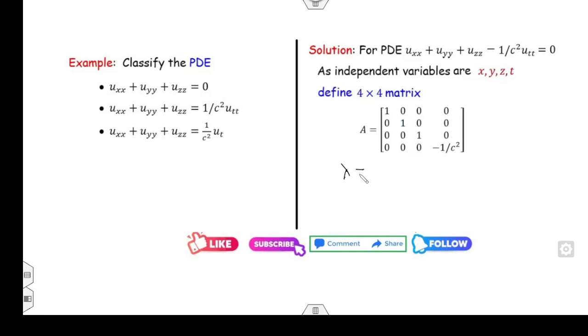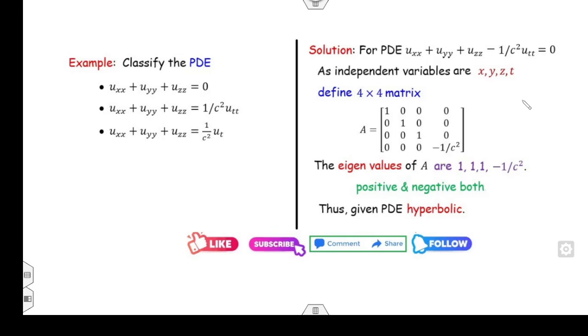So can you find the eigenvalues? It's a diagonal matrix. Eigenvalues are my minus 1 over c square, and we know c square is always positive, so that number is always negative. So how many negative values? एक ही नंबर आया ना नेगेटिव, that is my odd number. तो जब भी odd number नेगेटिव आ गया तो that is called as hyperbolic partial differential equation.